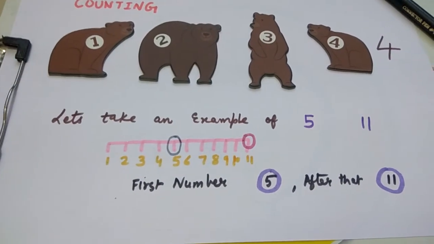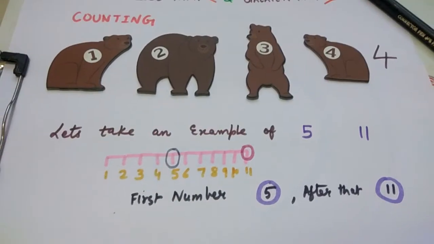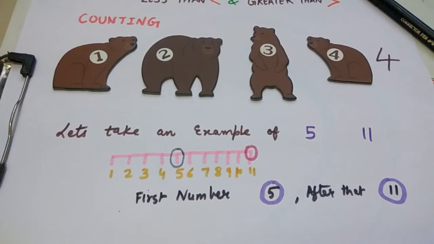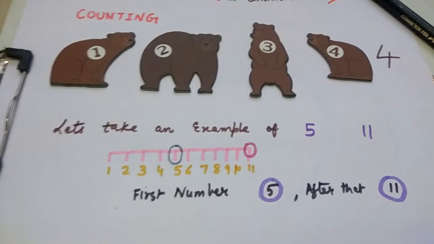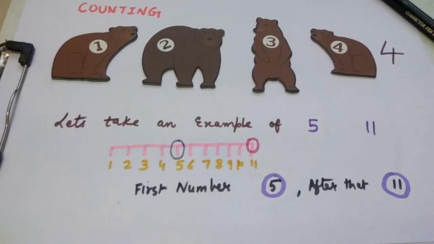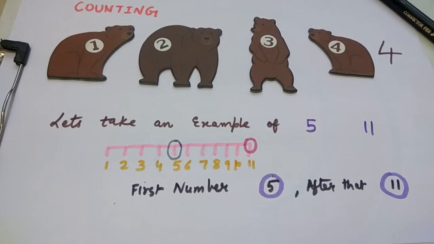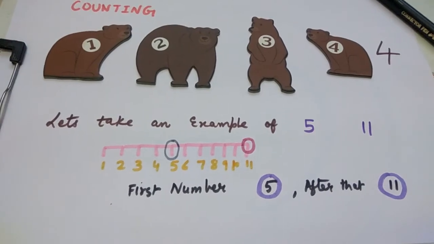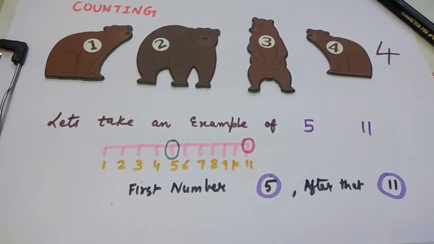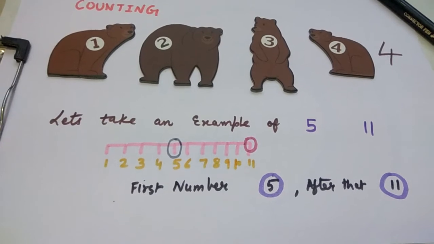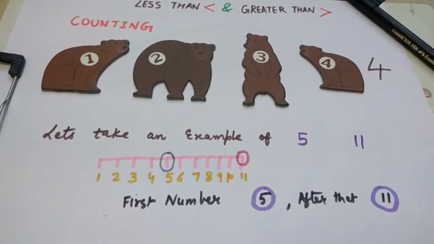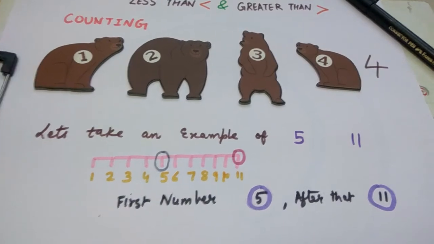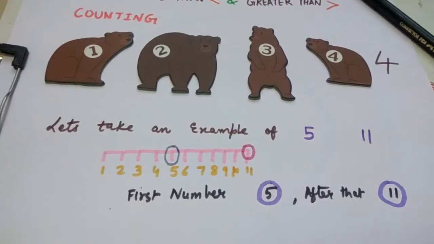This less than or greater than always involves only two numbers. So on the scale starting from number 1, the first number is always going to be the less than number, and the number which comes after that is going to be the greater than number. Hope this concept of the first number and the less than and greater than is clear to you.